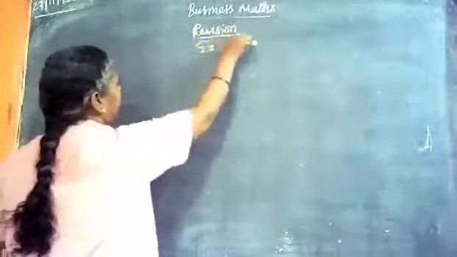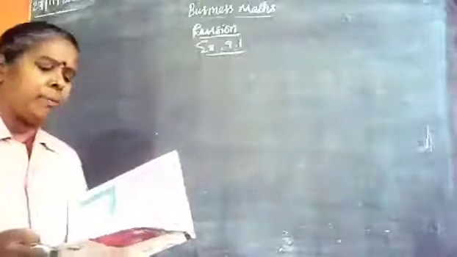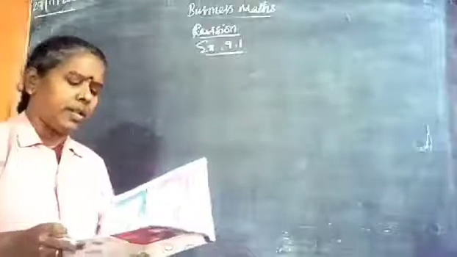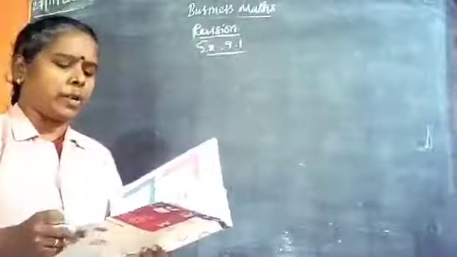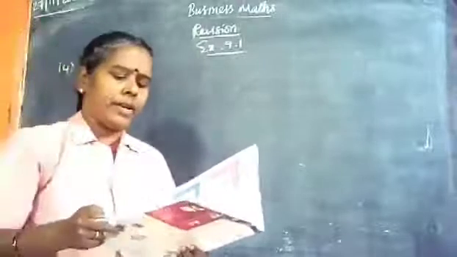Exercise 9.1, question number 14. For this question, you are given one tabular column, years 1986 to 1993, and the corresponding profit is also given. Find the trend of profits by the method of 3-yearly moving averages.